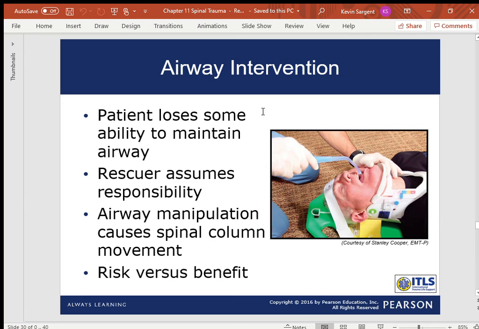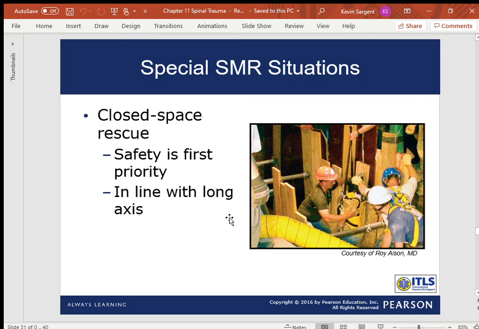Airway interventions. Patients lose the ability to maintain their airway to some degree when they're immobilized. You have to assume that responsibility. Airway manipulation causes spinal column movement, so we want to look at the risks versus benefits of this. If this is someone who is going to have an airway issue lying flat on their back, then that's obviously not the right thing to do.